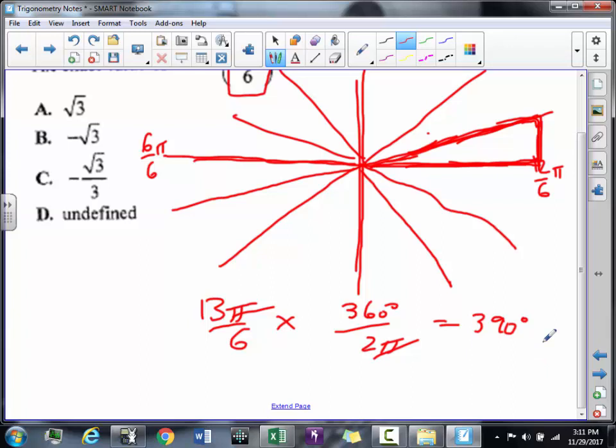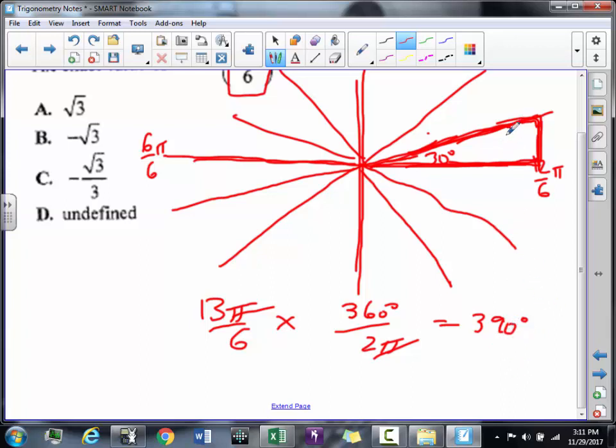Okay, does 390 seem logical? Hopefully, because it's slightly more than a full circle, right? If you agree that 12 sixths is all the way around a circle, 13 sixths should be a full rotation plus a little bit more. How much is the little bit more in degrees? 30 degrees. Because 390 is 30 degrees more than a full rotation.